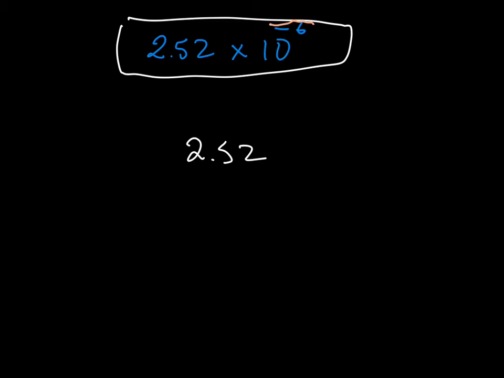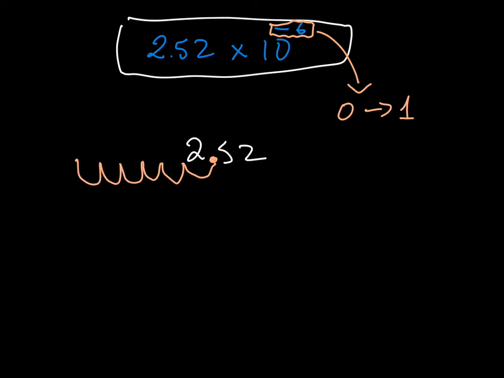This is a negative exponent, which means that the number is small. The negative exponent means that the number you're going to end up with is going to be between 0 and 1. In order to make sure that that number ends up between 0 and 1, we're going to have to move this decimal place to the left, not the right. So we move it 6 times. 1, 2, 3, 4, 5, 6.